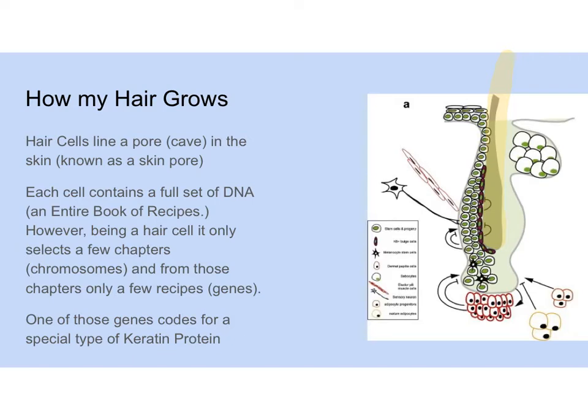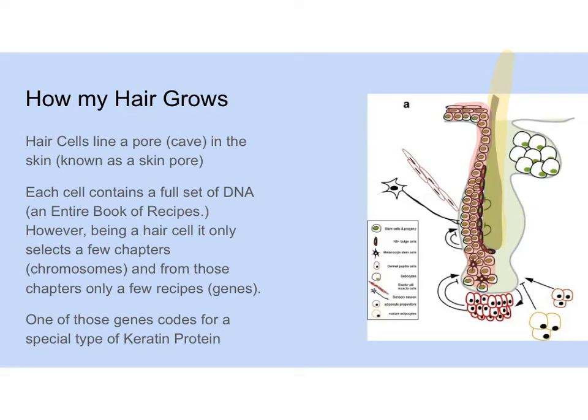Well, along this pore are a whole bunch of hair cells. So what I'm highlighting here in red are a whole bunch of hair cells. And each cell contains a full set of DNA. It has the entire recipe. So all these cells right here are really only going to be making hair, but they have the instructions to make teeth, to make a heart, to make your brain. They have the entire set of instructions.